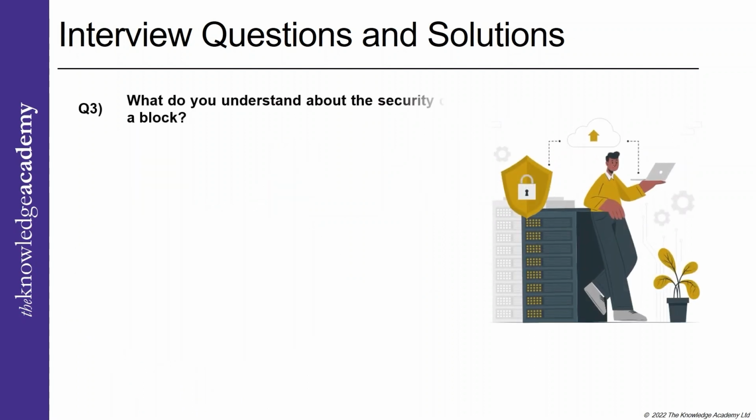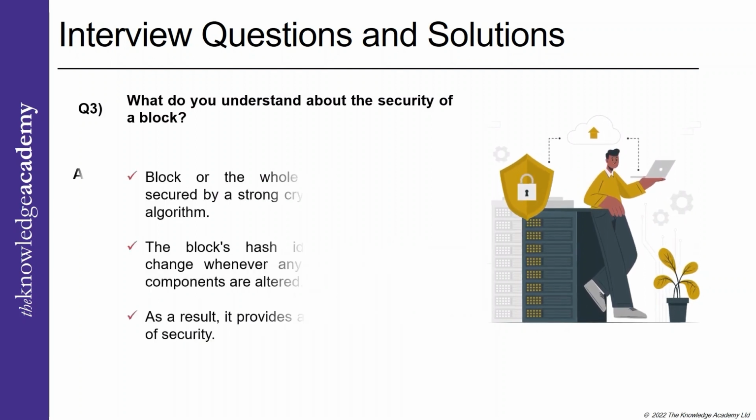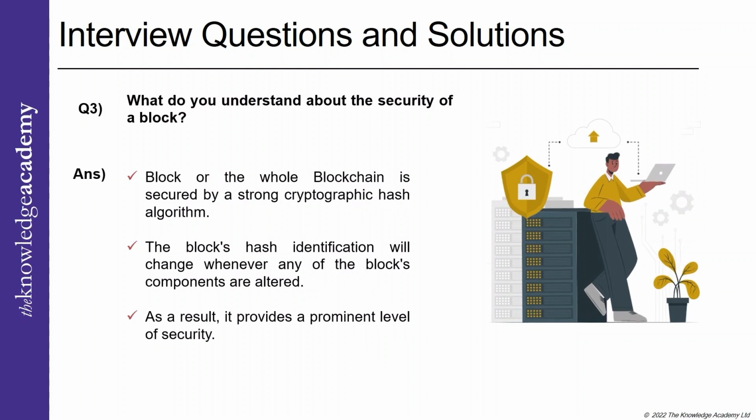Question 3. What do you understand about the security of a block? Answer. Well, a block or the whole blockchain is secured by a strong cryptographic hash algorithm. The block's hash identification will change whenever the block's components are altered. As a result, it provides a prominent level of security. The safety and the security of the data contained in a block are thus not a concern.